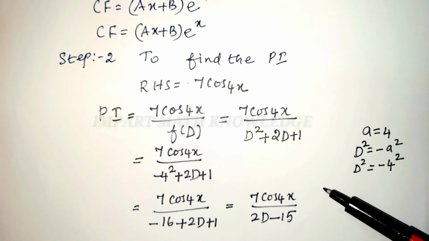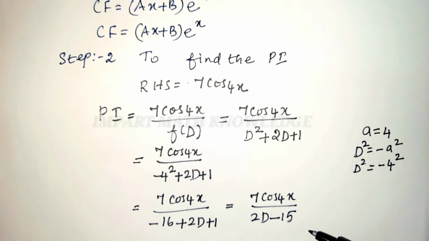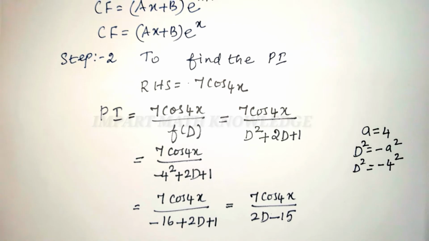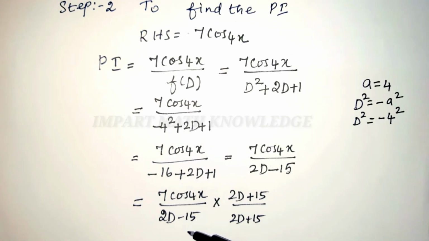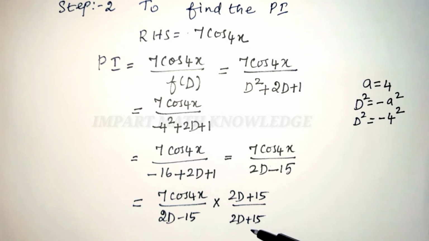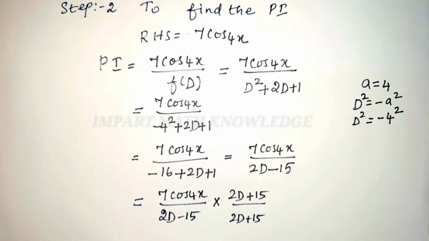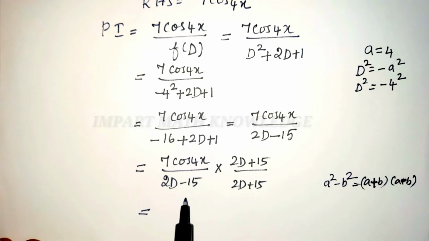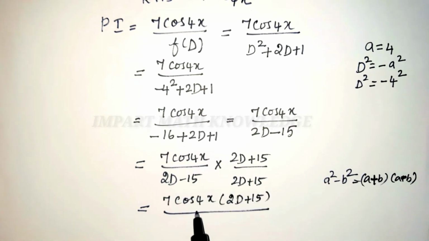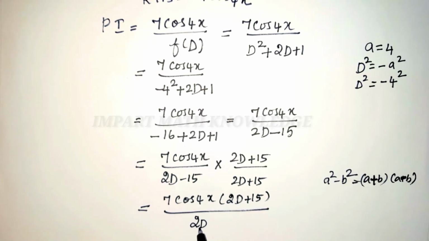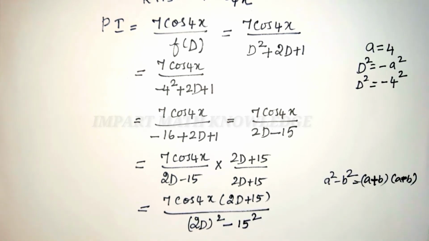Now multiply both numerator and the denominator by the conjugate. The conjugate of the denominator is 2D plus 15. So multiply both numerator and the denominator by the conjugate. Denominator is of the form a square minus b square. 7 cos 4x times (2D plus 15) by 4D square minus 15 square.